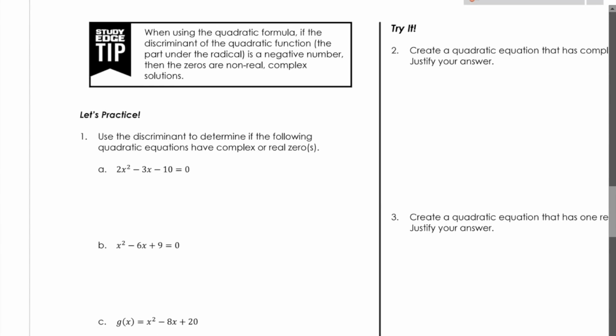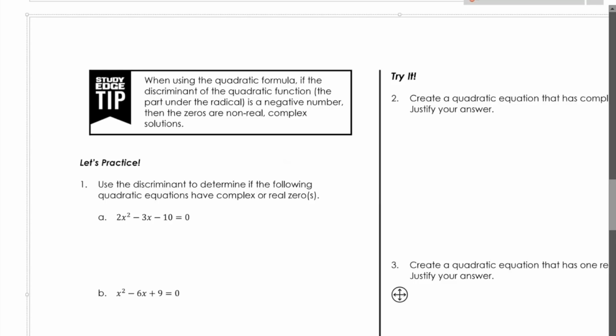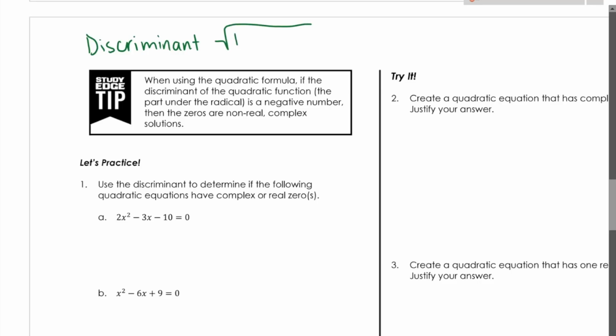Okay, so the tip is actually really helpful. It says when using the quadratic formula, if the discriminant of the quadratic function, the part under the radical, is a negative number, then the zeros are not real. There are no real zeros, only complex solutions. So what it's saying is discriminant, and I'll write this up here. Please write this down. Discriminant is just going to be this right here. It's going to be the b squared minus the 4ac.